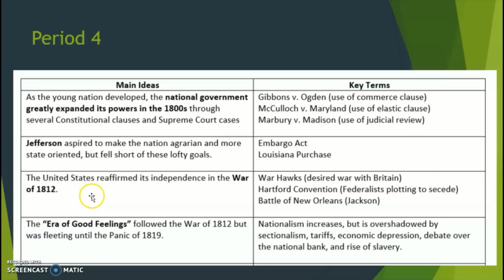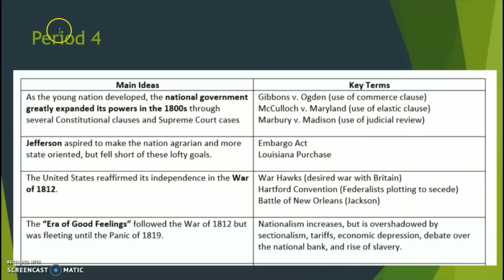We see the British and the Native Americans out in the Ohio Valley territory that are still causing a nuisance to the United States. So we have what are known as the war hawks, who are congressmen desiring war with Britain. And we even have Federalists, remember, who are Anglophiles, sympathetic with the British, plotting to potentially secede. So our first act of secession, really, in terms of being plotted, is not the Civil War. It dates back to the War of 1812.